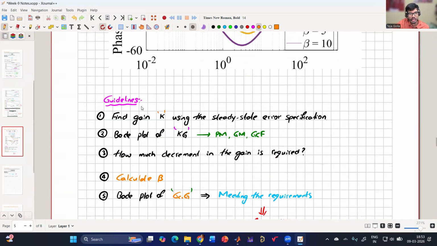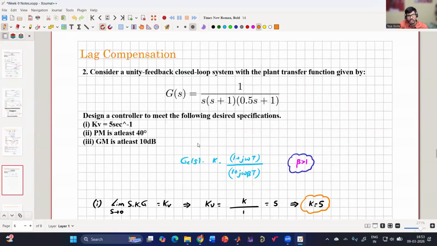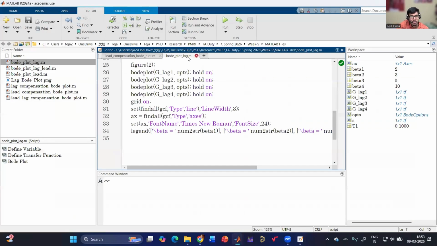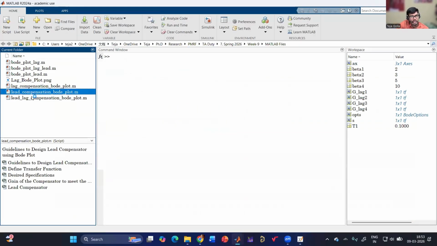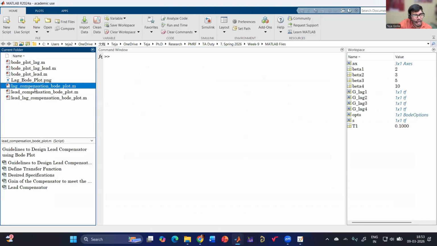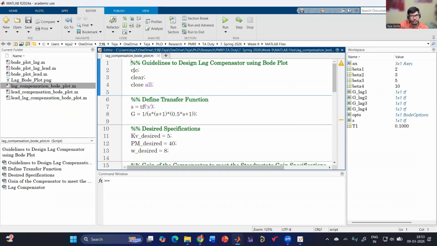And if you see the design guideline, now we have to see the Bode plot of k into g. So just like the lead compensation, let me close this. I have written the MATLAB code for the lag compensation as well. So sorry, this is lead. I have to open lag. Yeah. I'm clearing the command window, clearing the workspace, as well as closing all the figures that are open.